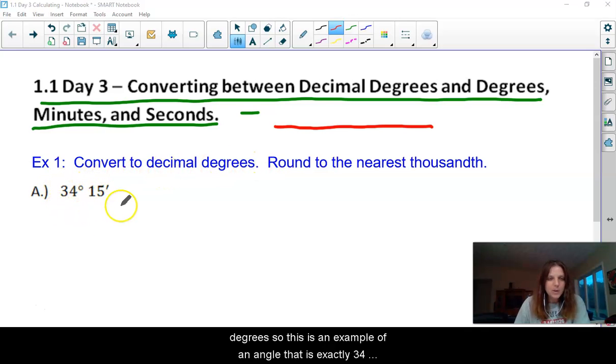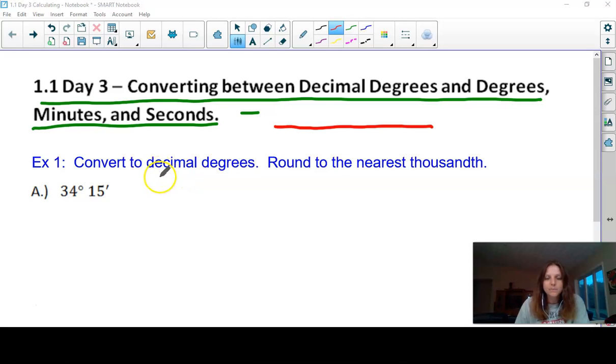So this is an example of an angle that is exactly 34 degrees and 15 minutes. What we're going to learn how to do is change it into a decimal. That's going to be necessary when you're using the calculator to calculate values. The directions say round to the nearest thousandth, so we're going to do that. So go ahead and write down example A and we'll get started.